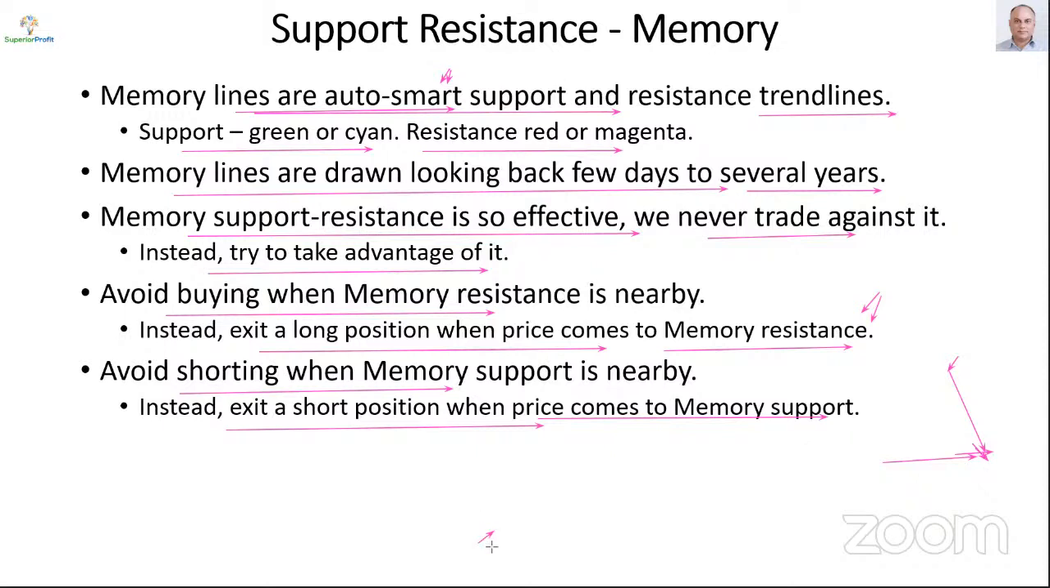Similarly, if we bought a stock and we already knew memory resistance is there, we would have calculated that at memory resistance, is my reward risk attractive? And if it was attractive, only then I would have taken the trade and I would exit the trade when it hits trendline resistance. We will not buy near trendline resistance, we will not short near trendline support. Instead, exit a short at trendline support, exit a long at trendline resistance. That's how we don't trade against them, instead take advantage of them.